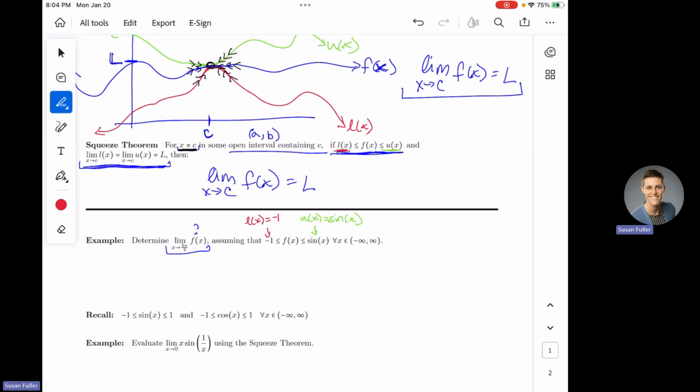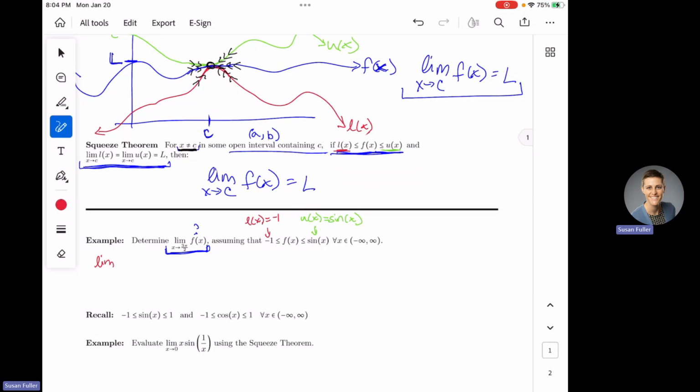Okay, I don't want to find either of these limits. I want to find the limit as x approaches 3 pi over 2 of f. If we're to use the squeeze theorem, then I'm assuming that my upper function and my lower function are going to squish together and the limits will be the same. But it's not obvious that that's going to happen, so let's test this out and see.